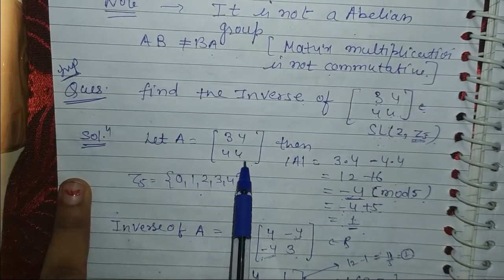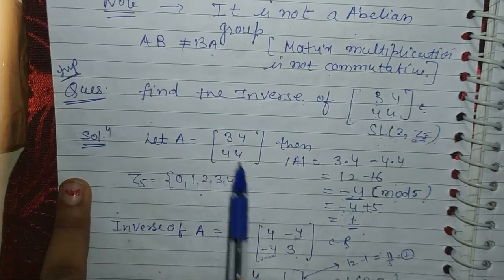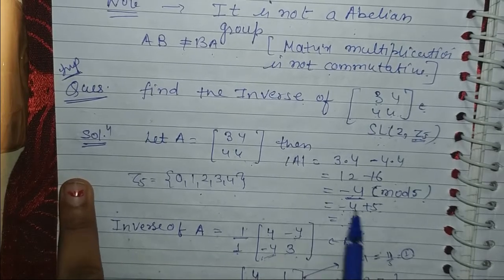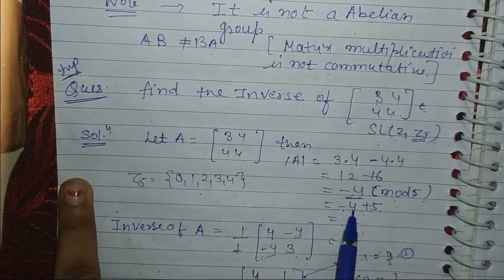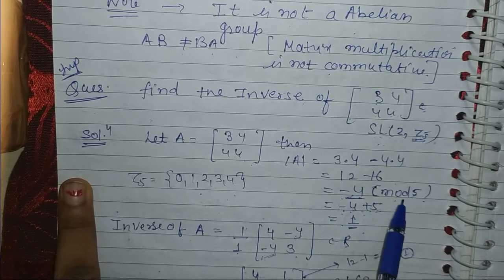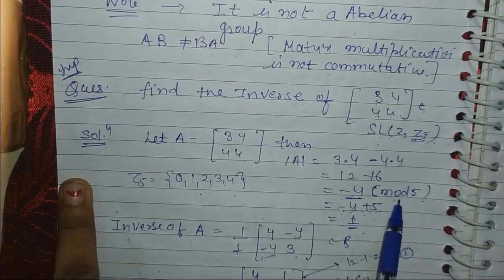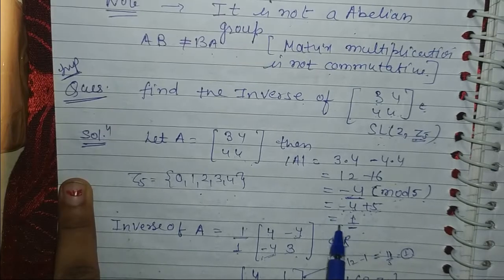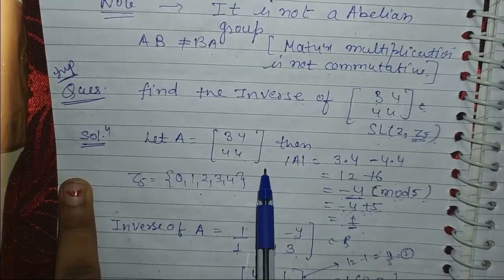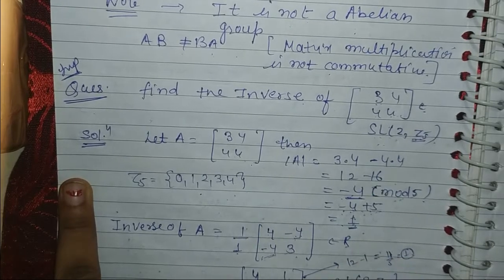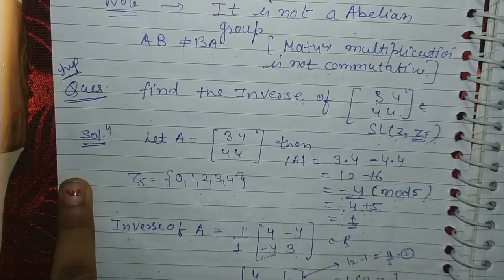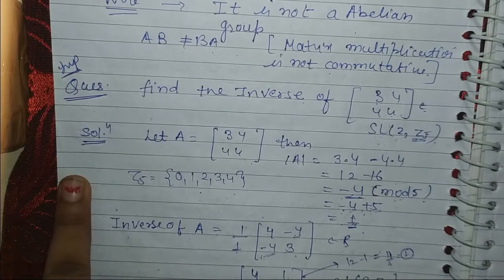You can see the determinant of this matrix is -4, but -4 does not belong to Z5. So what we have done here is apply modulo 5 and add this number. It gives the value 1. So 1 is the determinant, because this matrix belongs to SL2 Z5. So this is the determinant of this matrix.